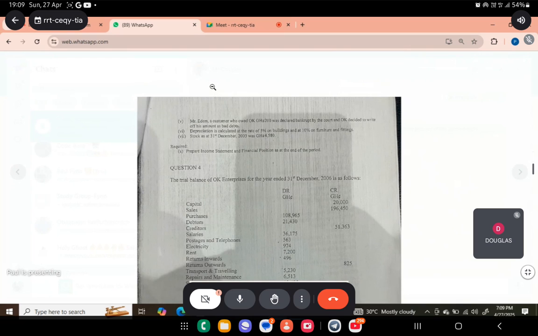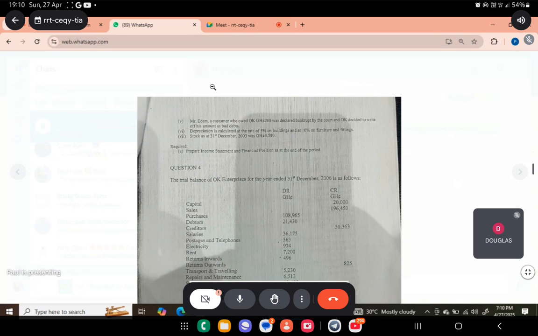And the fifth one is saying that Mr. Edem, a customer who owed OK 200 cedis, was declared bankrupt by the court, and OK decided to write off his amount as bad debt. So bad debt will be treated. And I told you that when bad debt is in the additional information, you treat it twice. The first thing is that you treat it as an expense. So if there is an existing bad debt, you add it to it. If not, then you still treat it as bad debt. Then also you less it from the receivables account.